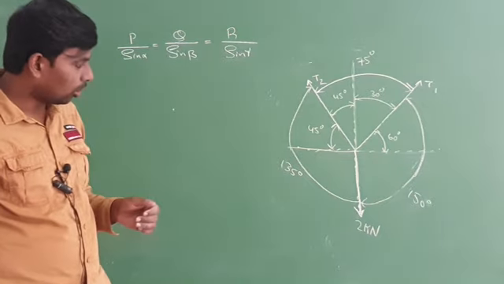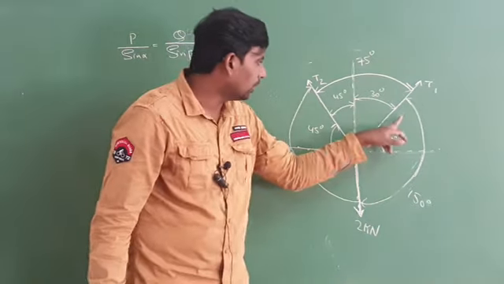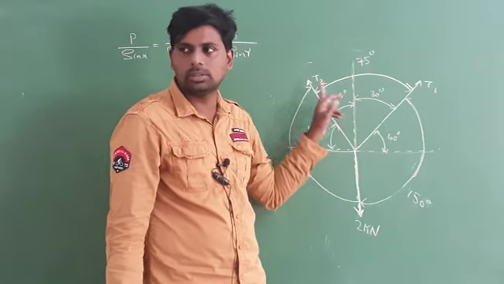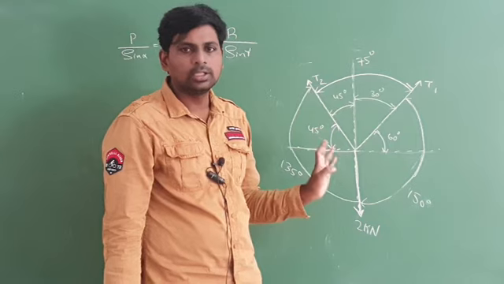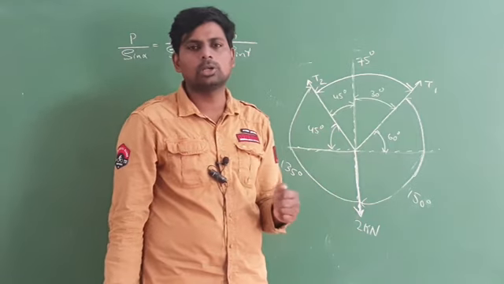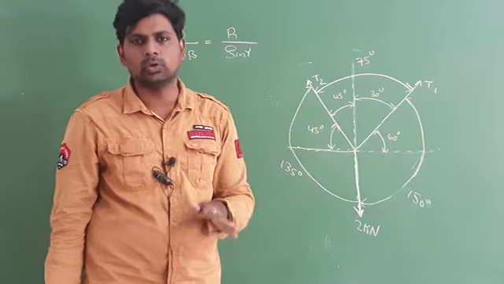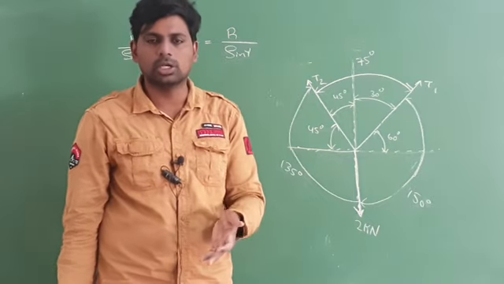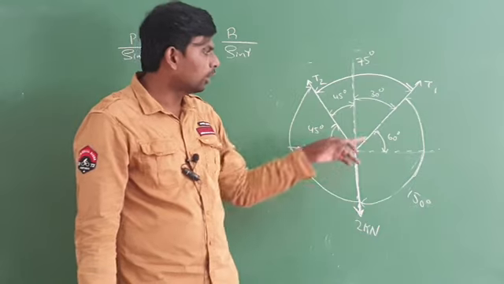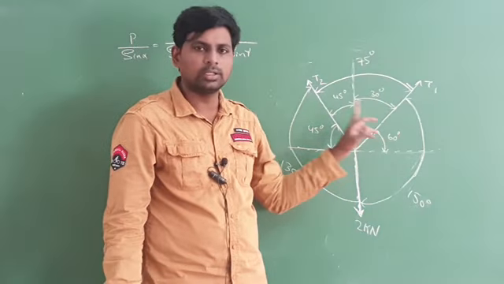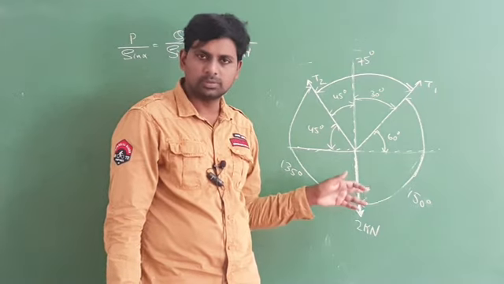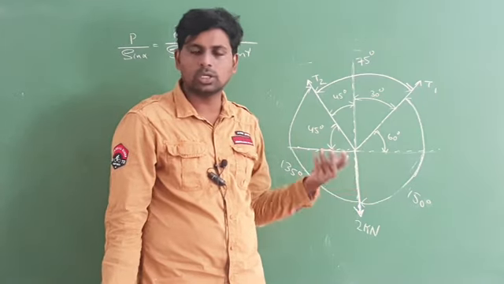So how many forces are there here? T1, T2 and T3. Select any force. The good thing about Lami's theorem is that you can select any force. It is not necessary to take them clockwise or anti-clockwise. If you want to select this one as the first, you can. If you want to select this one as the second, you can. If you want this one as the third, you can. It's up to you.